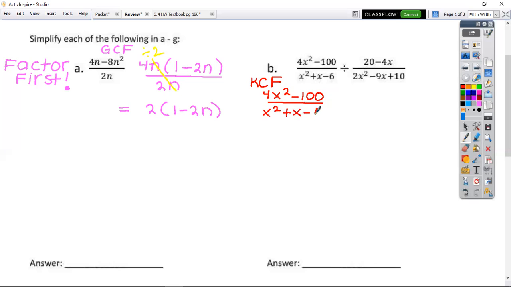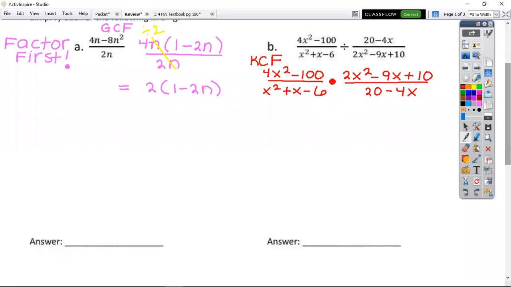And I'm going to change it to multiplication. And I'm going to flip it. So we've got 2x squared minus 9x plus 10. And the bottom becomes 20 minus 4x. This is an example where you need to factor 4 separate times here. So the top is actually going to be a GCF first. I'm going to take my top numerator, GCF.